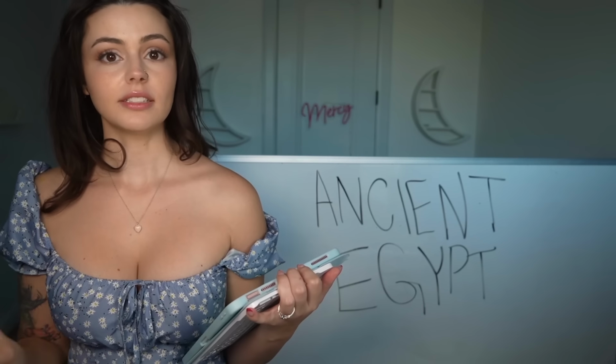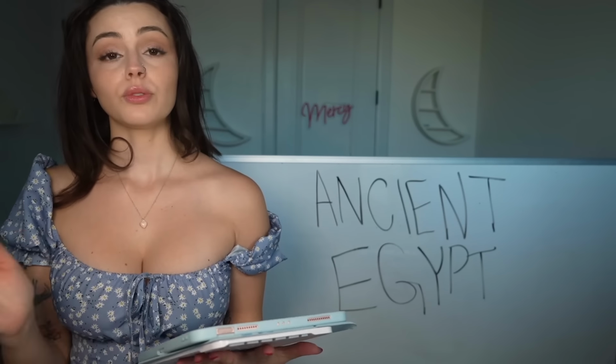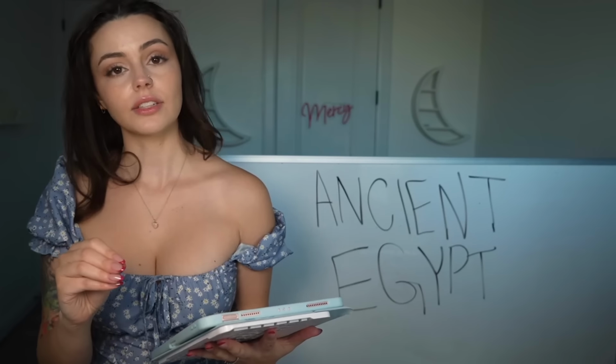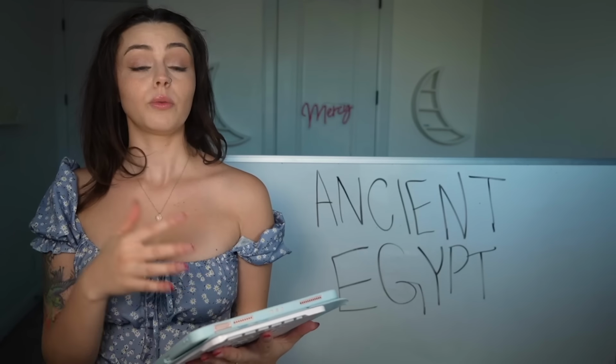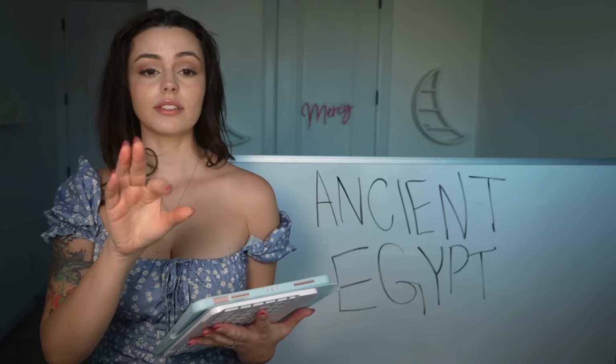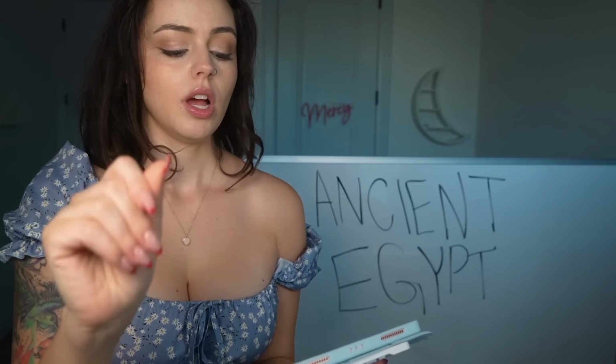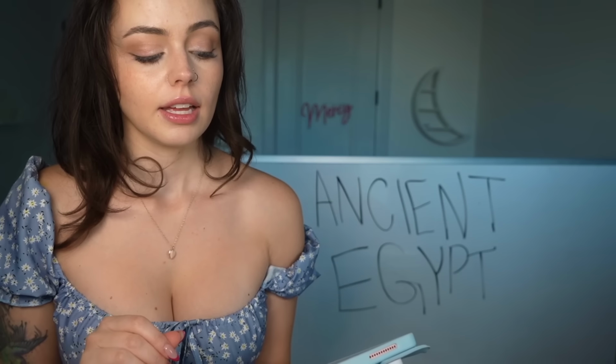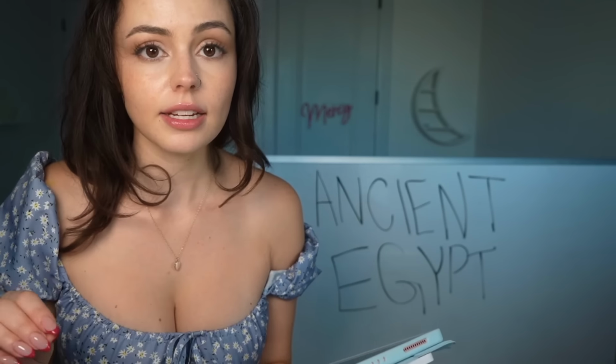hundreds of gods and goddesses that they believed in, each with their own specific powers and their own specific thing. The ones most notable are Ra, the sun god. Anubis, the god of mummification, okay. Isis, the goddess of magic and motherhood.